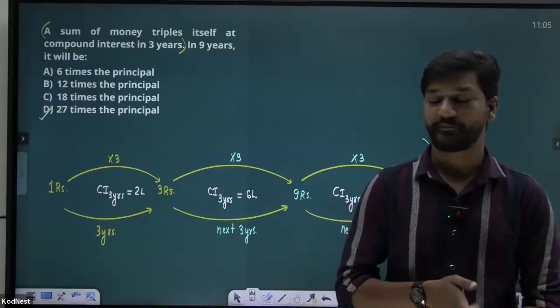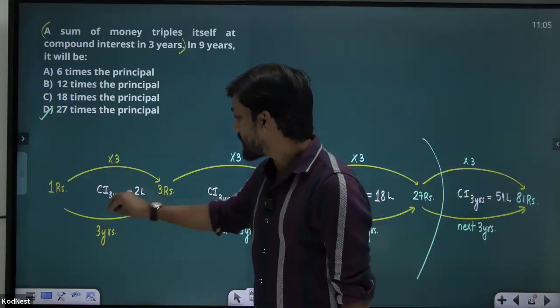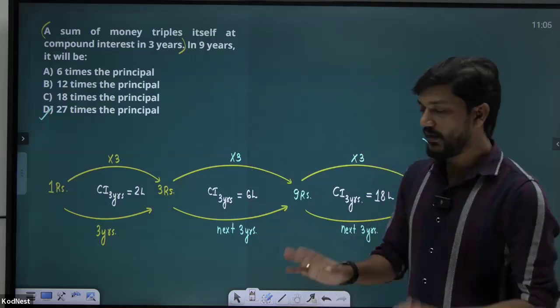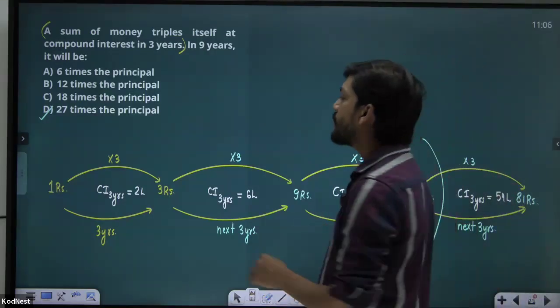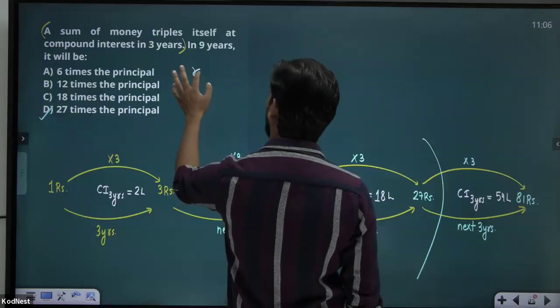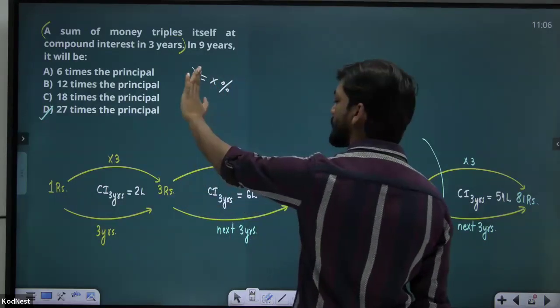Now carefully observe. Time is 3 years only. 3 years interest, 2 lakh rupees. The rate of interest is not changing. Rate of interest, I don't know, whatever it is. Suppose it is X%. Rate of interest is not changing.